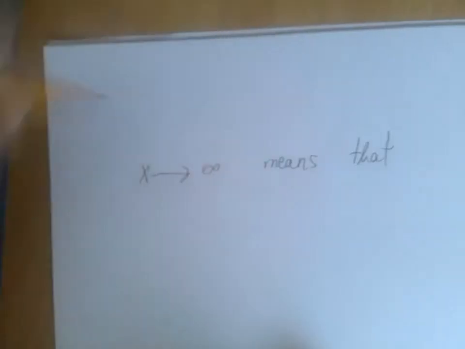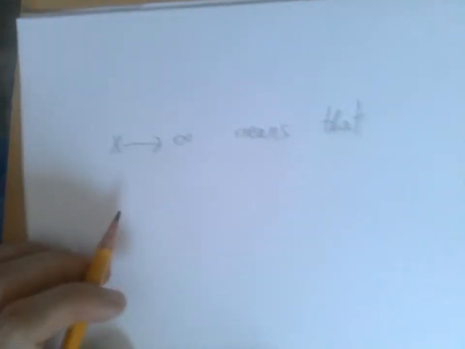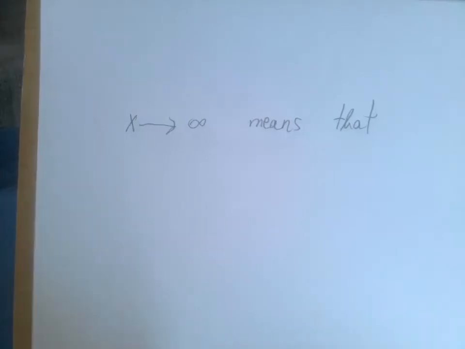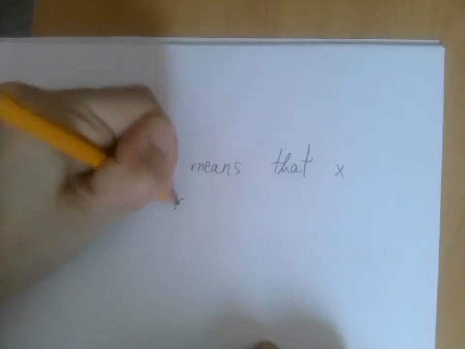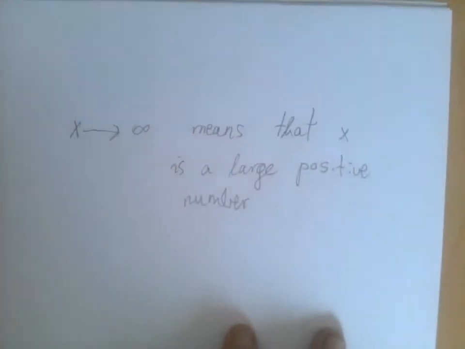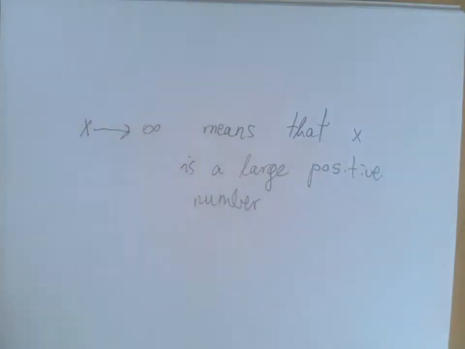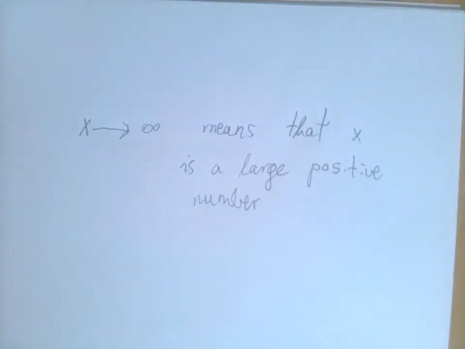Okay, let's see another example. I actually want to write this down because this is important. So we read this as x approaches infinity. x approaches infinity means not only that x is a large positive number, well, almost a number, except that it keeps changing its value. It just keeps growing. It's not a fixed number. So more like x is a variable taking larger and larger positive number values.